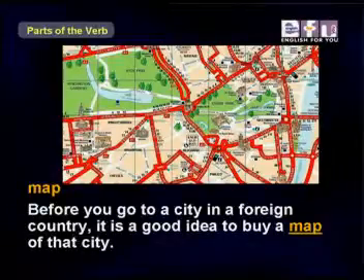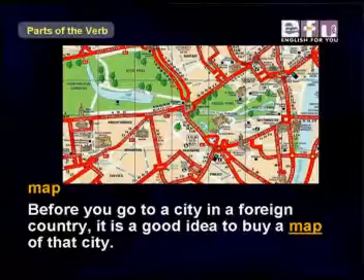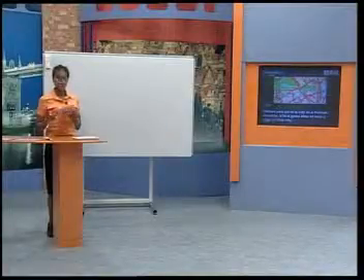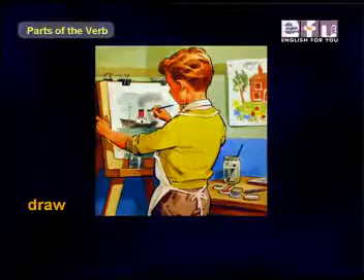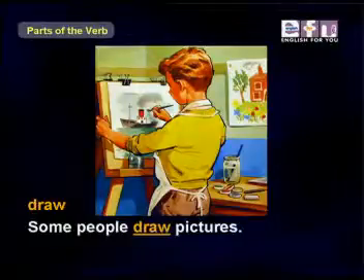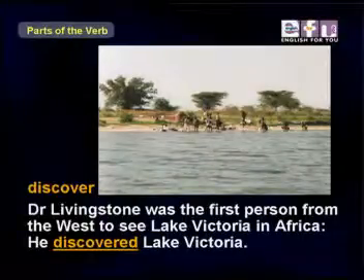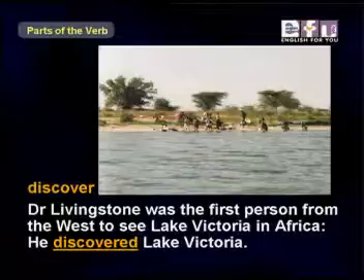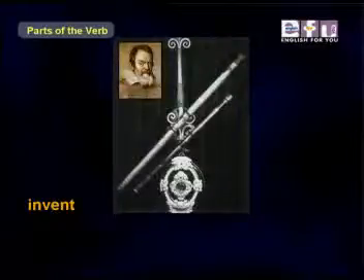Next noun is map. Before you go to a city in a foreign country, it is a good idea to buy a map of that city. Now we're going to look at some verbs. First verb is draw. Some people draw pictures. Next verb is discover. Dr. Livingstone was the first person from the West to see Lake Victoria in Africa. He discovered Lake Victoria.